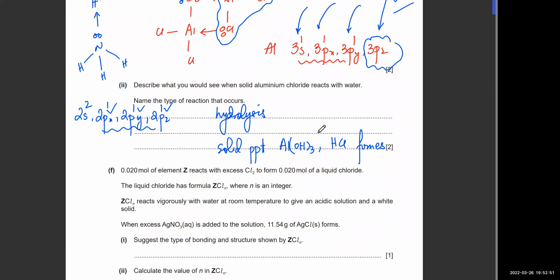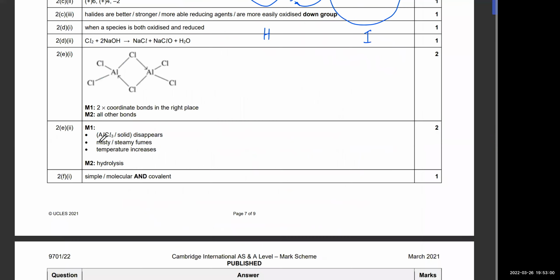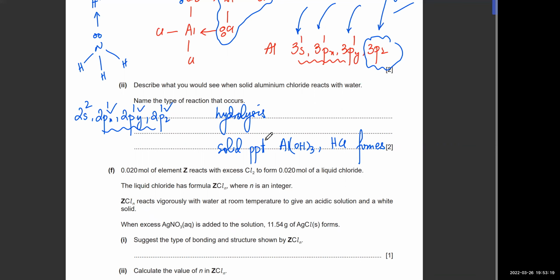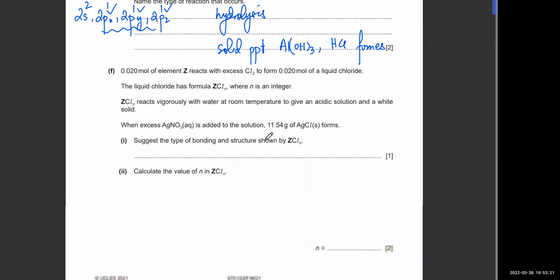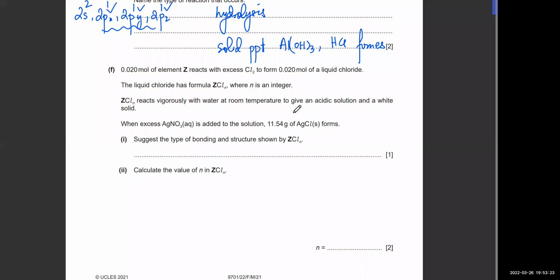ٹھیک ہے. اب اس پہ ایک جو چیز اس سے نہیں لکھی ہوئی marks کی میں, that is in this one, in this specific one, this has to be true, because obviously AlCl3 solid تو چلو ٹھیک ہے disappears, but a solid precipitate forms اس کا اس نے mark نہیں دیا. اس نے HCl کے fumes کا دیا ہوا ہے, misty fumes of HCl, that is given marks for that. I think it's probably going to be acceptable. Okay, that's also an obvious observation.